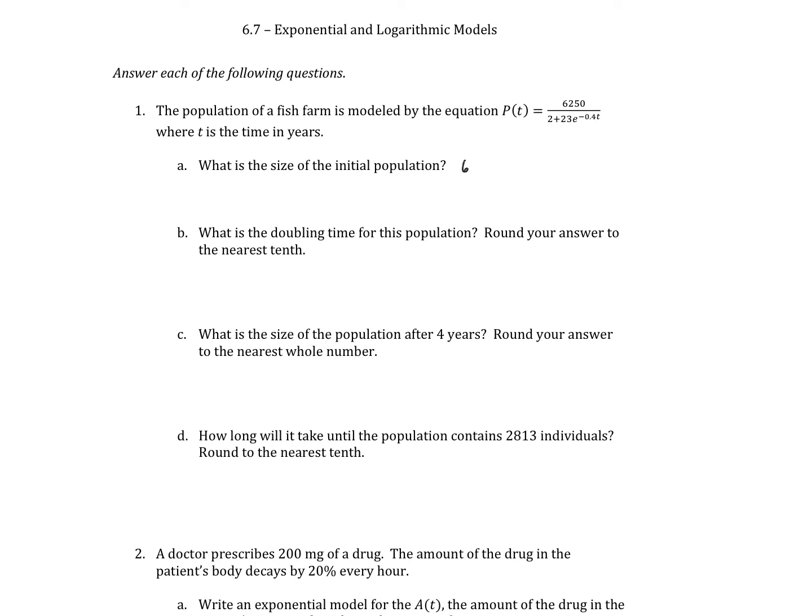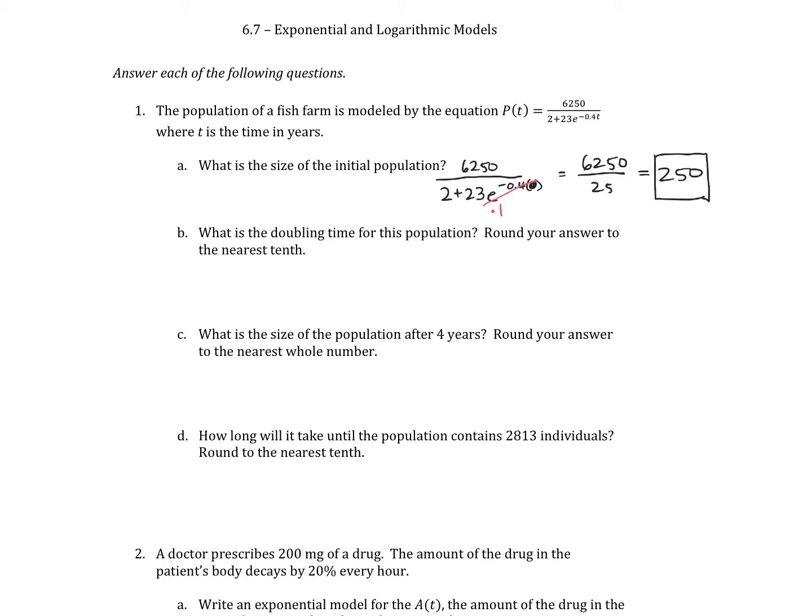and get your answer. So 6,250 divided by 2 plus 23 times e to the 0.4 times... Oh, I'm sorry, times 0. So this is going to be e to the 0. Anything to the 0 is 1. 23 times 1 is 23. 23 plus 2 is 25. So this ends up being 6,250 over 25, which reduces to 250. So the initial population is 250 fish.